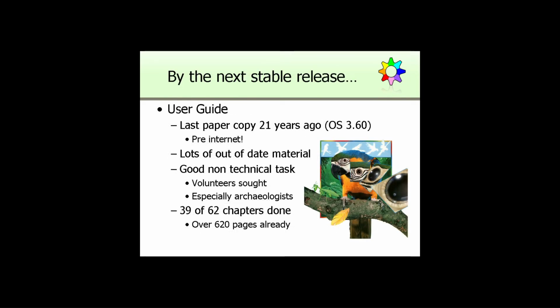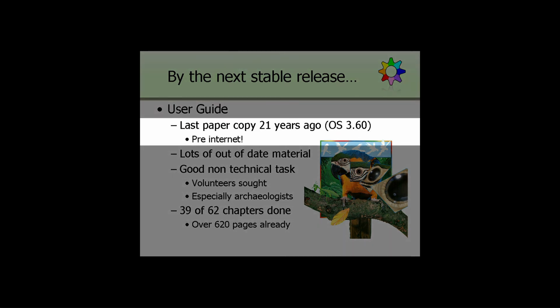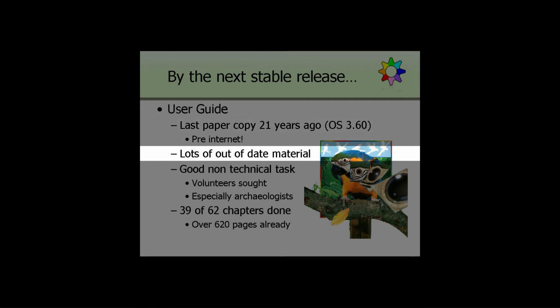So that was last updated for RISC OS 3.6 when the RISC PC came out, which was amazingly 21 years ago. So there's no mention at all of the internet or email or anything like that in it. It's very much Dark Ages text. So there's a heck of a lot of outdated material in the user guide.